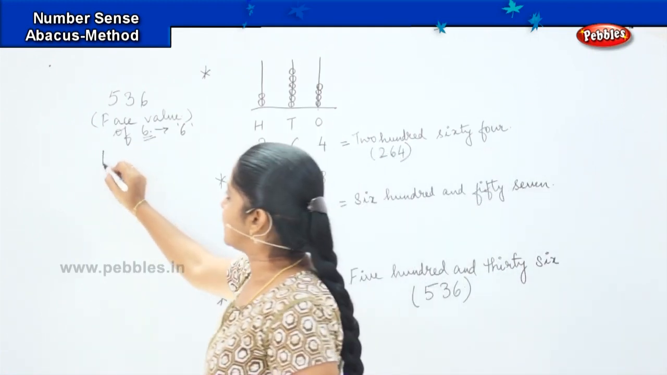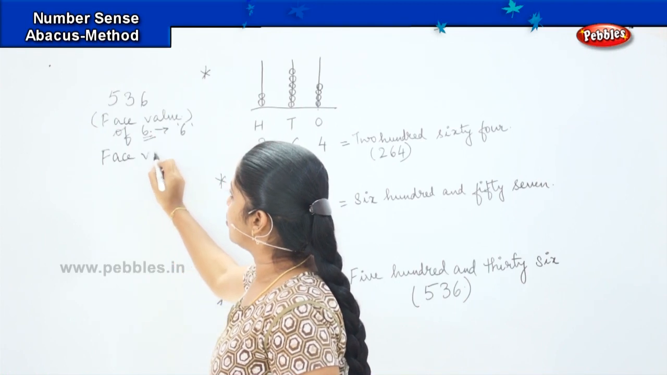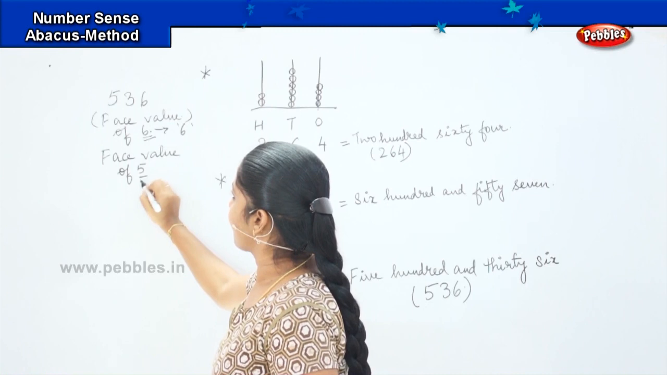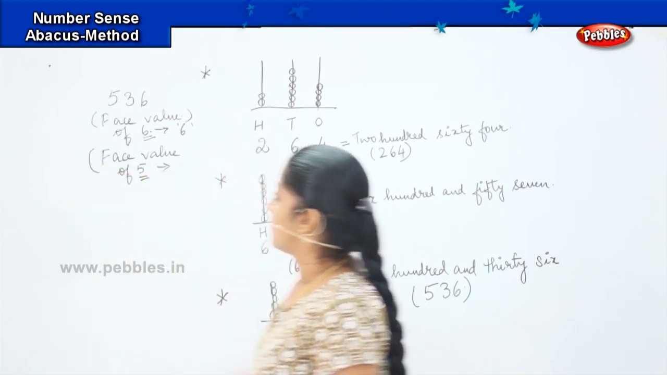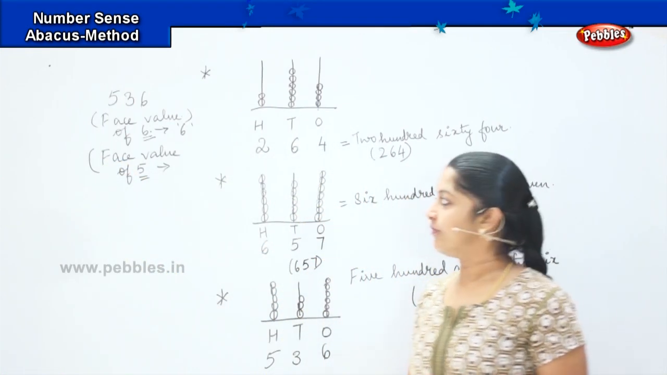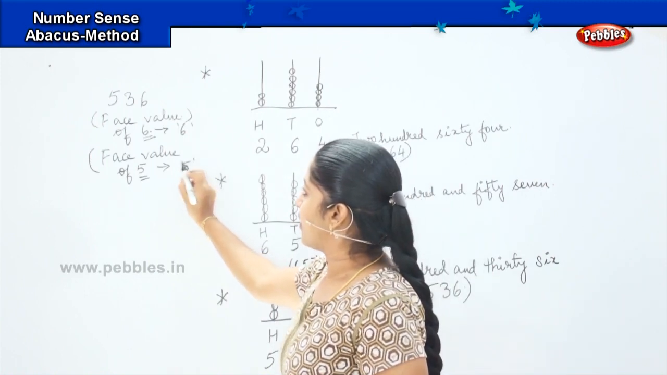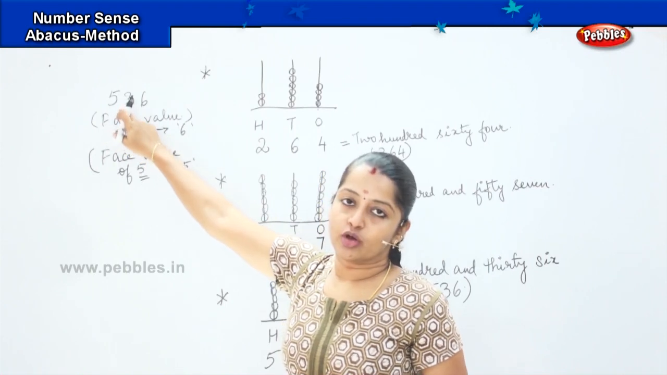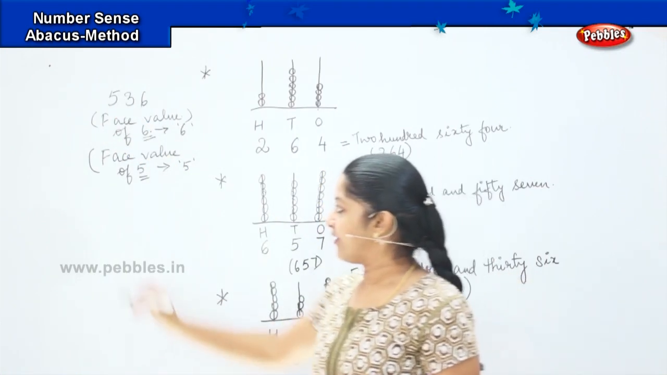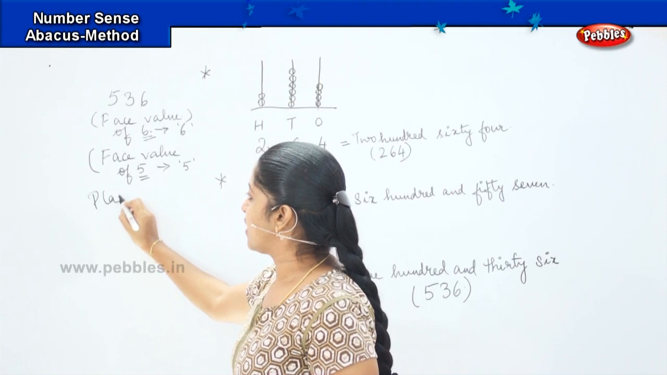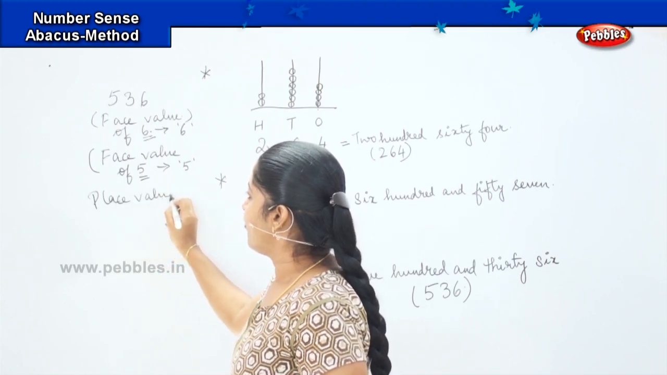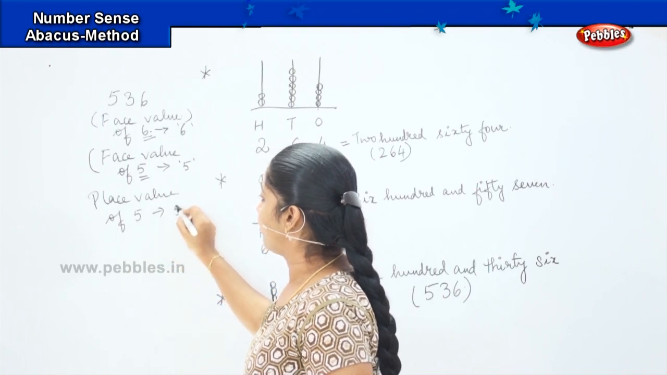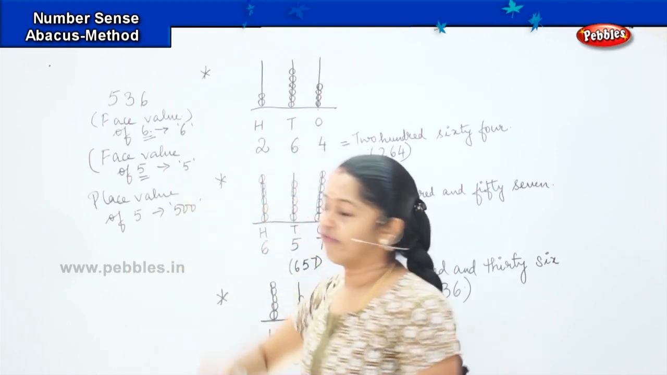Similarly, if I ask what is the face value of 5, what are you going to write? The face value of 5 will be 5 and not 100, because you are just telling what the value of this number is. But if I ask you the place value of 5, it will be 500. It will not be 5.